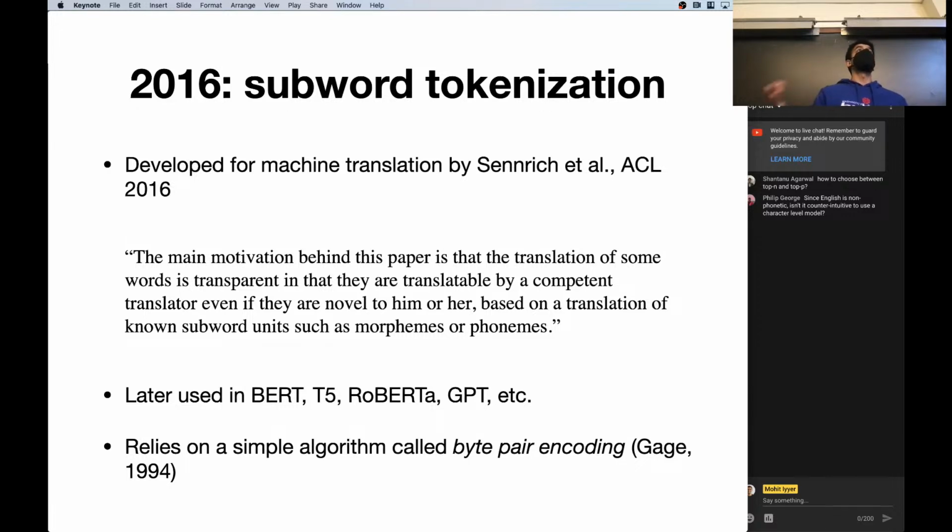There's a couple of different variants of these subword level tokenization algorithms, but they're all very similar to each other. I'm going to go over one algorithm called byte pair encoding, which all of the other ones are just minor variations of.